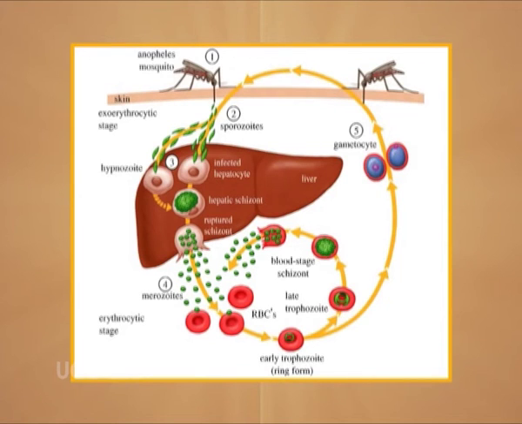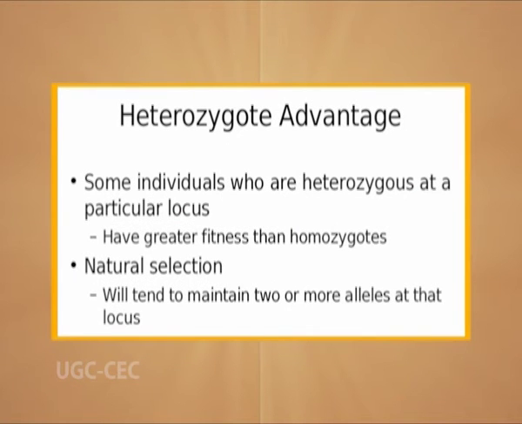Hemoglobin S is correlated with a lower rate of mortality among carriers of African and Mediterranean descent, because the hemoglobin S allele decreases the risk of infection by the malaria parasite endemic in those areas. This property is referred to as heterozygote advantage.